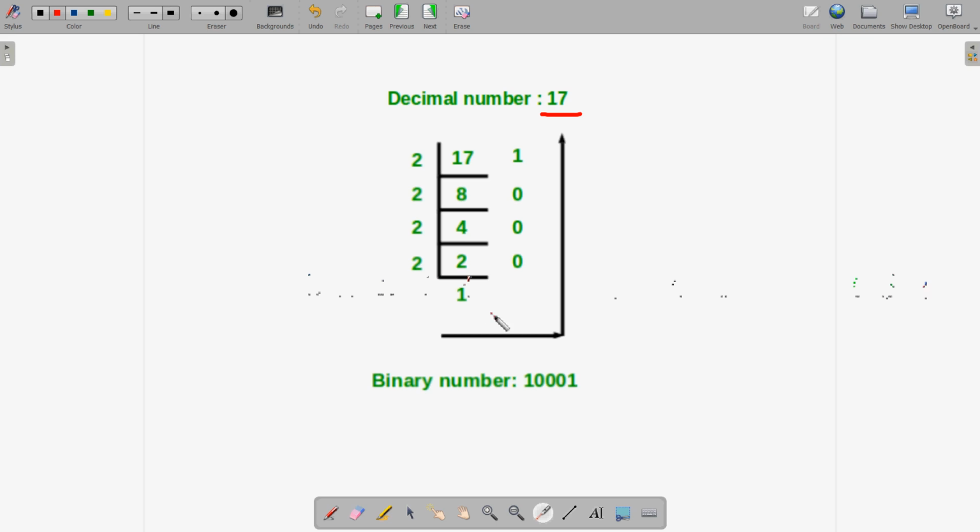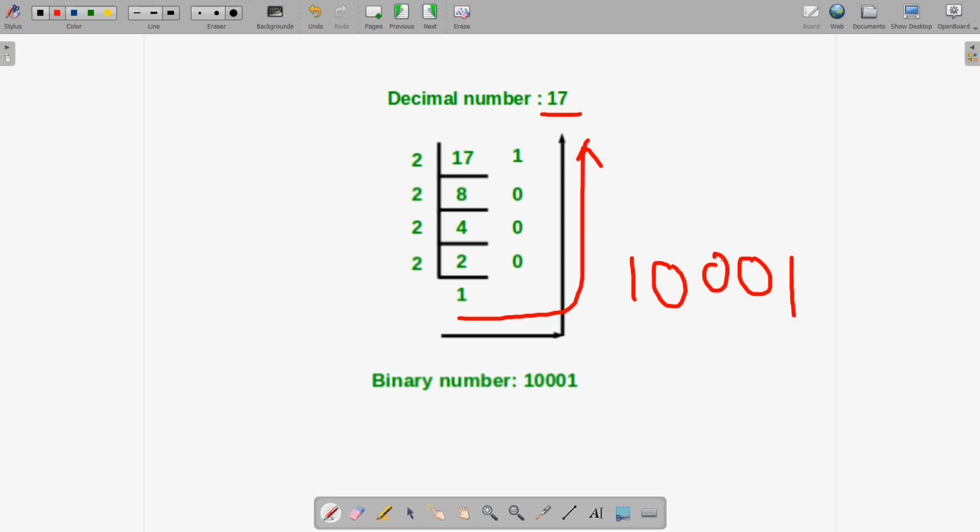And after that what we will do? We will write this in the reverse order. Reverse order means from the bottom to top. Clear? So here we have got this number, and now this will be the answer. 1, then 000, 10001. Clear? So this is the binary equivalent of decimal number 17. Clear? And the one approach we have already seen. So both ways we can do.